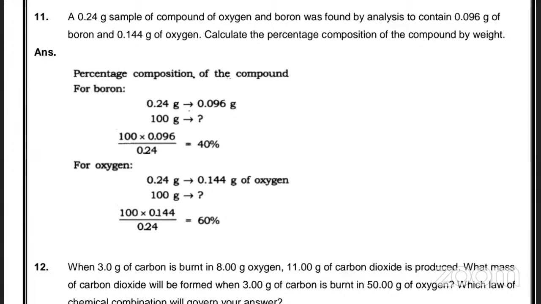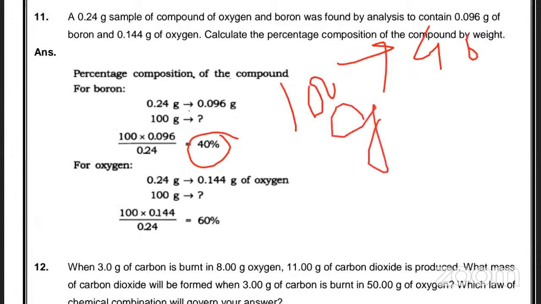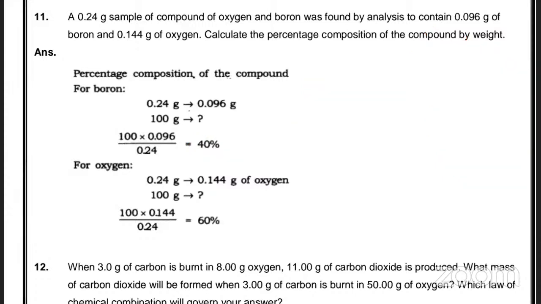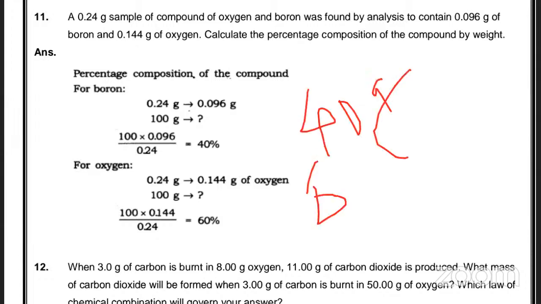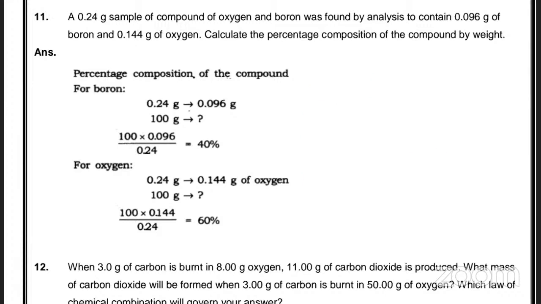Now see, this 40% means what? Out of 100 there will be 40. It means in case of 100 gram of the solution, 40 gram is occupied by boron. That's what the meaning is. Okay, sir. Thank you. So 40 gram is occupied by boron and 60 gram is occupied by oxygen. That's what the meaning is out of 100 gram.